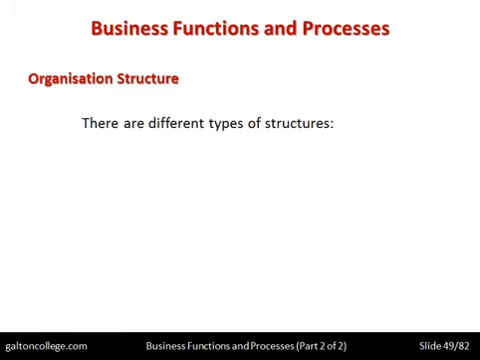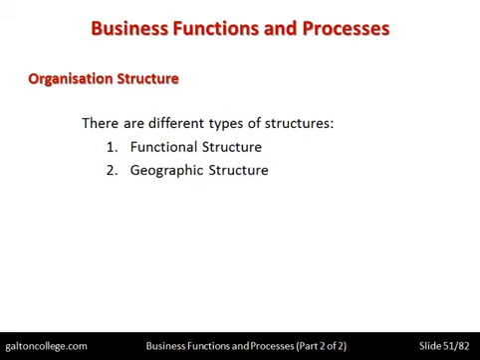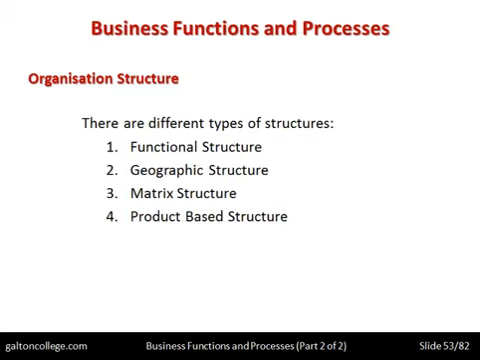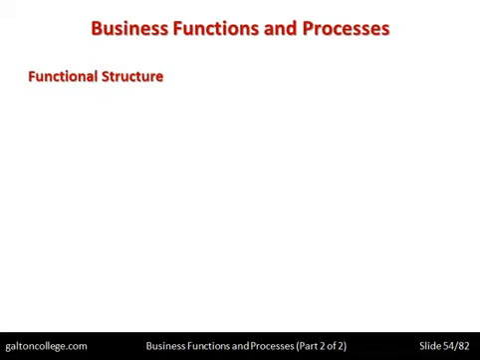There are different types of structures that we can identify. There's the functional structure that, in a sense, I've been talking about for the last few minutes. There's also a geographic structure, which we could have a look at, and a matrix structure, which is also worth considering, and a product-based one. So let's have a look at these and see how they differ one from the other. So let's start with the functional structure.